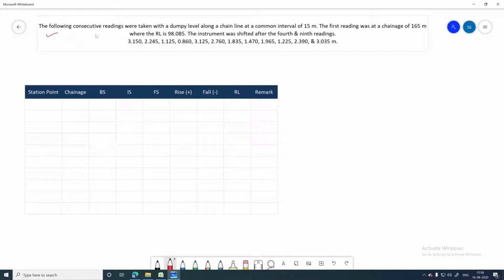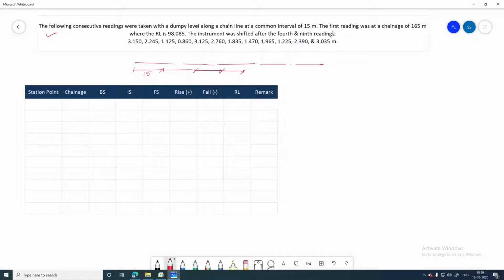The following consecutive readings were taken with a dumpy level along a chain line at a common interval of 15 meter. So if this is a chain line, we have taken the value at a common interval of 15. Each interval has a distance of 15 meters.